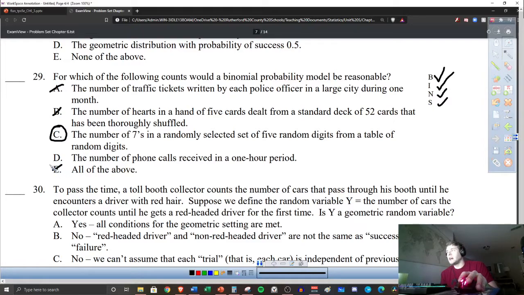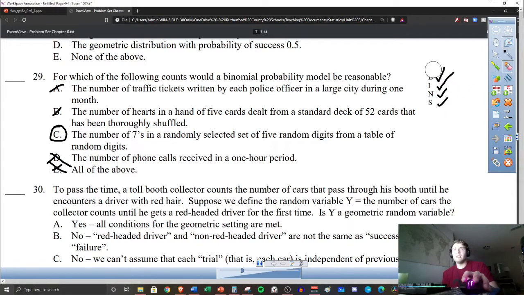And we know that it's not all of the above. Number of phone calls received in a 1 hour period. That doesn't have a set number of trials, so this one doesn't work. So C should be the best choice. This is a difficult problem for sure, but that's the kind of thinking that you want to have. Okay, is it binomial or is it not? And so we're going to stop the lesson here with this example.